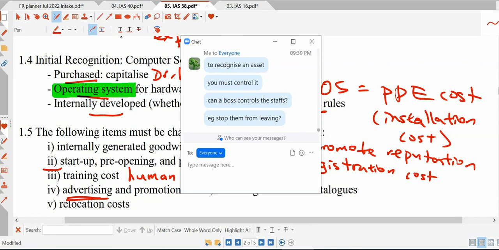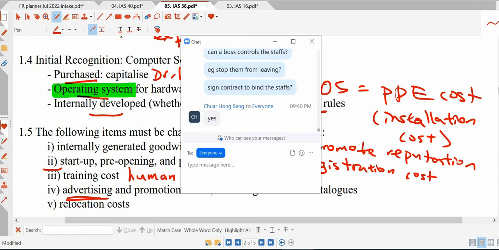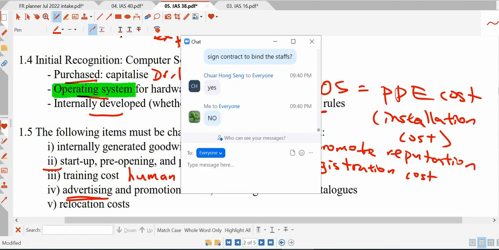Or how about signing a contract to bind the staff? Bond, okay? So we sign a contract with the staff that for 3 years you cannot resign. If you resign, we're going to ask you to pay compensation. Is it a good way to stop the staff from leaving? No. If I resign, I have to pay compensation.